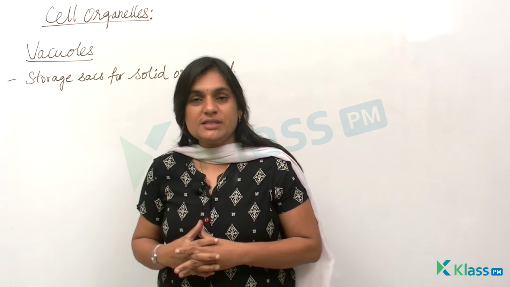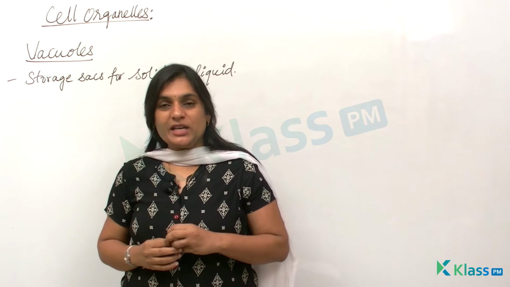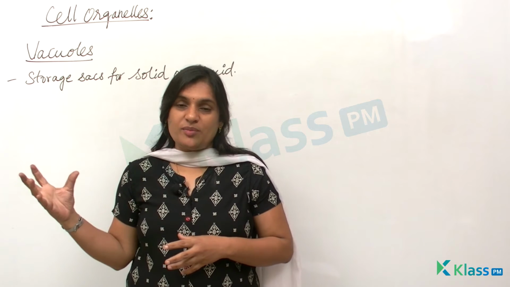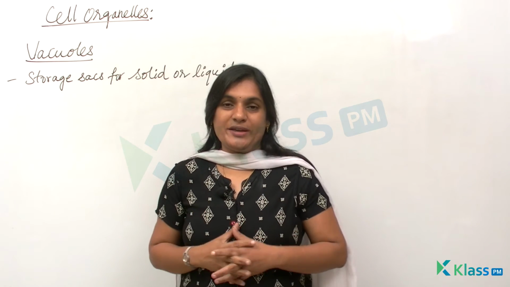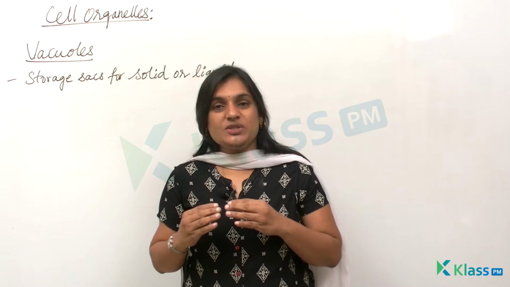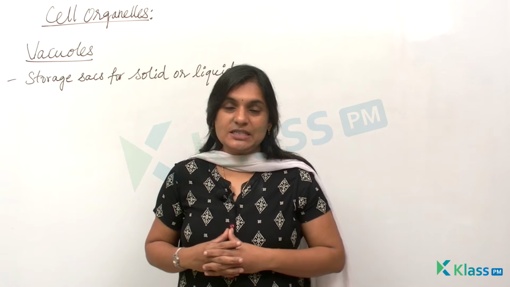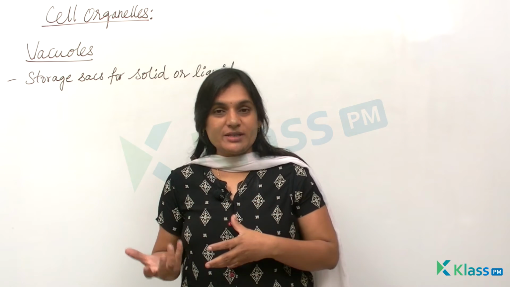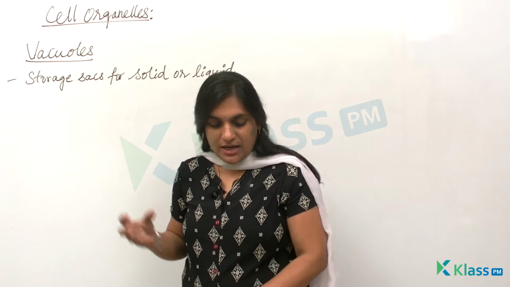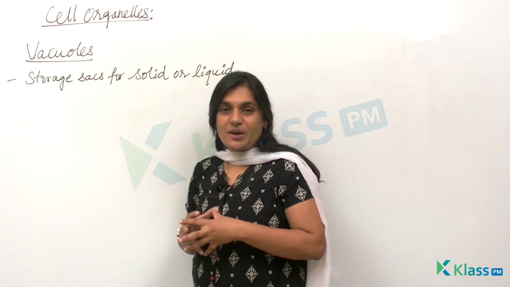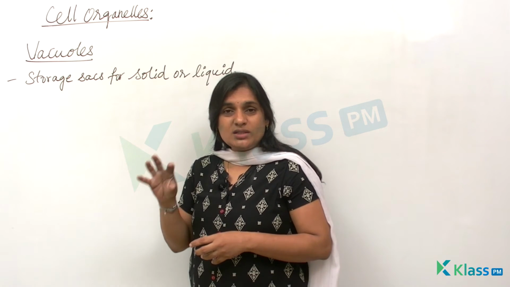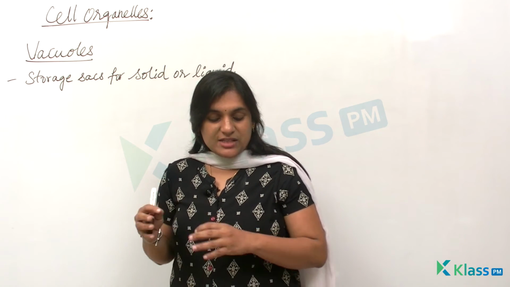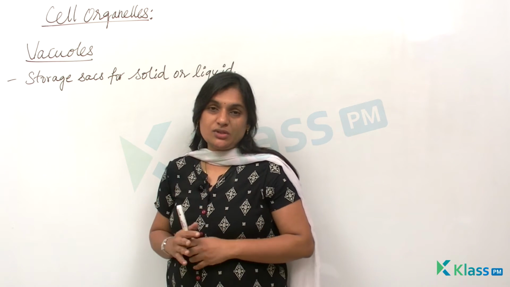In the case of animal cells, the size of the vacuoles is very small. Whereas in the case of plant cells, you have large sized vacuoles. When you observe under a microscope, you see large sized vacuoles in plant cells, but in animal cells they are very small but numerous in number. And the central vacuole, or the central storage sac, of a few plant cells usually occupies 50 to 90% of the cell volume.